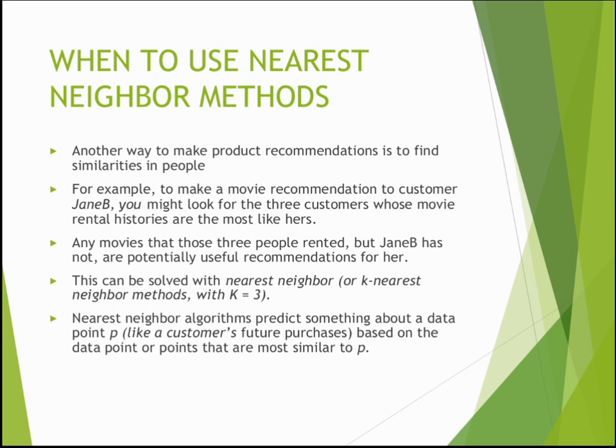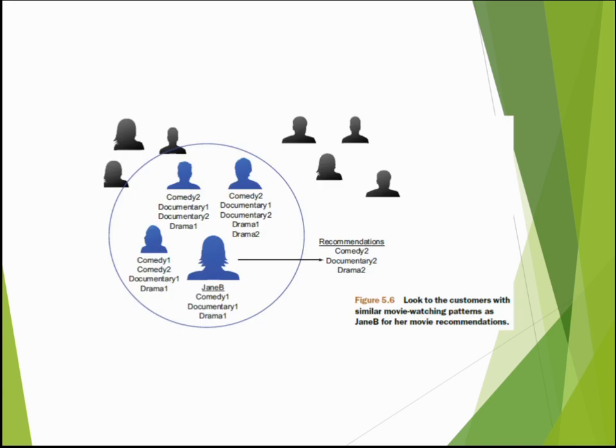Nearest neighbor algorithms predict something about a data point based on the data point or points that are most similar to it. This is the example of Jane B. Where k is equal to 3, we consider three neighbors of Jane B who watch the same type of movies that Jane B likes. So something that those three people have watched which Jane B has not watched can be recommended to Jane B.